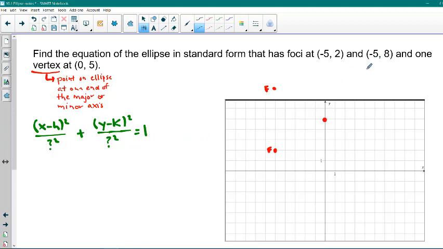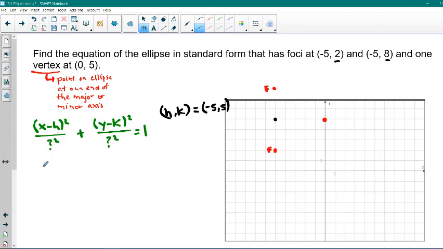Well, I've graphed the things that we were given, and one thing that stands out to me is I know that the center is going to be right in the middle of my foci. So my foci are 1, 2, 3, 4, 5, 6 units apart, confirmed by going from 2 to 8. So my center should be right in the middle there, 3 steps in each direction. So my center, (h, k), is located at (-5, 5).